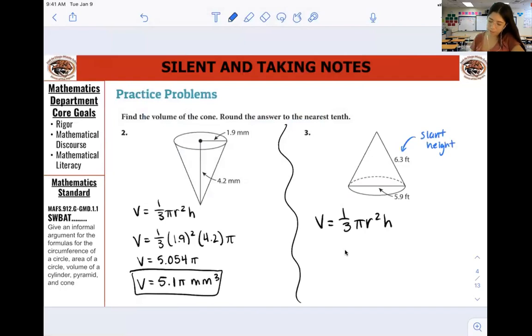Okay, so how would we get the radius? Just divide 5.9 by 2. Good. So what would be my radius? 2.95. And what else do we need to find out? The actual height. Now we know how to do that, don't we? Because what type of angle does that make? We got a 90-degree angle. We know this length is 2.95, and we know this slant height is 6.3.